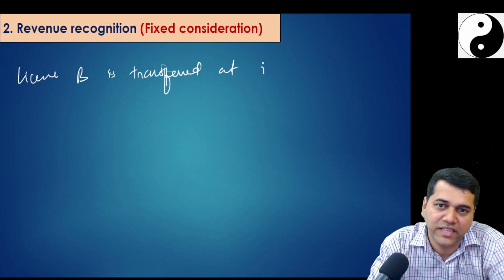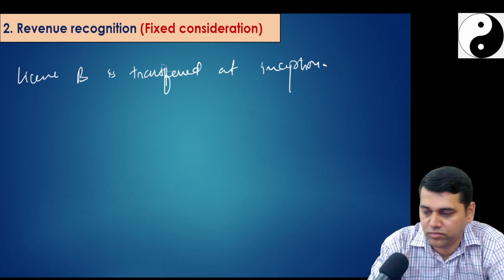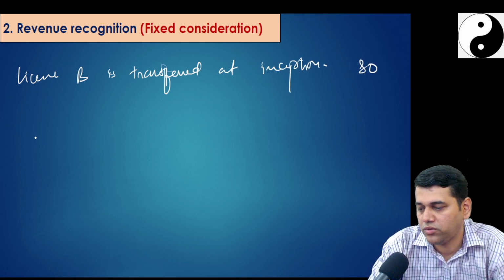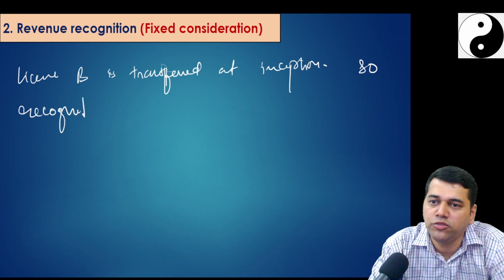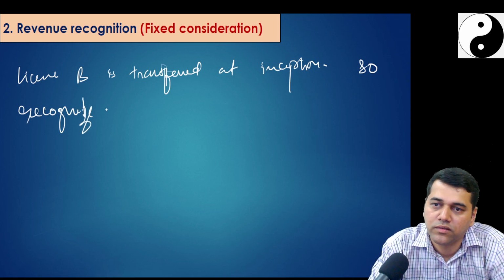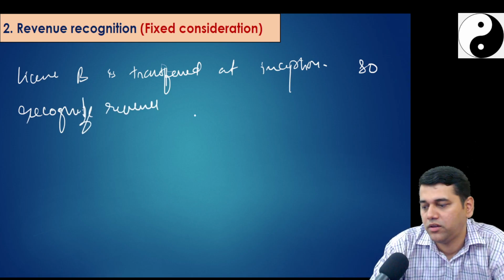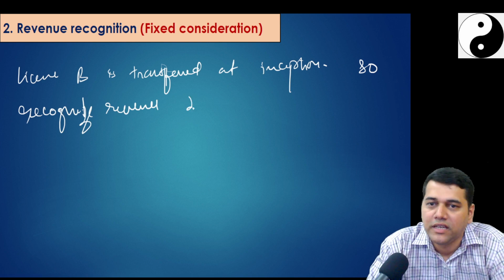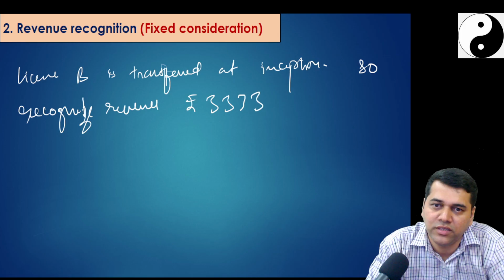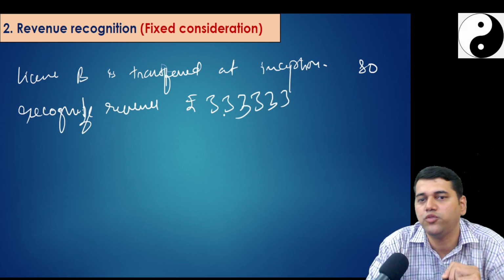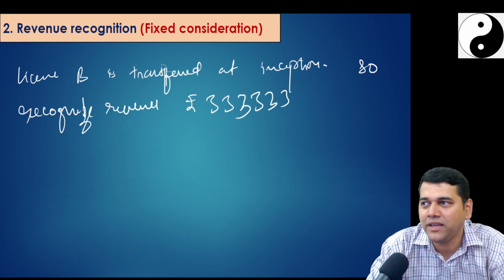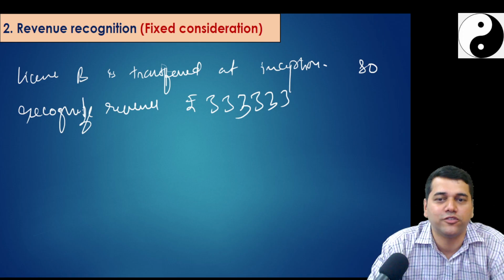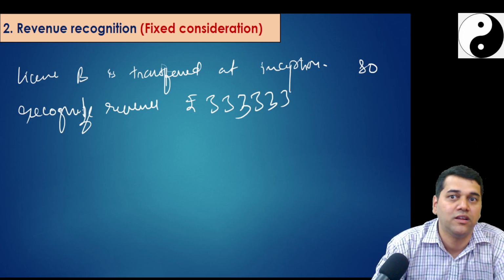at inception. How much revenue do I need to recognize? Rupees 3,33,333. This number will fetch you 1 mark. Just to tell that in license B, I am going to recognize 3,33,333, which is the fixed portion of the consideration.